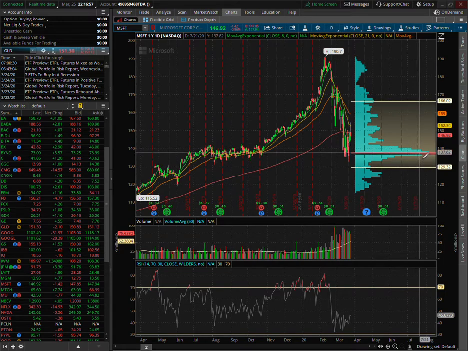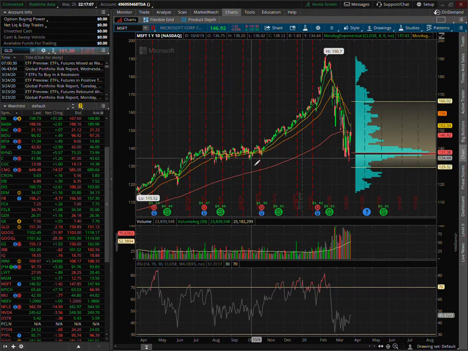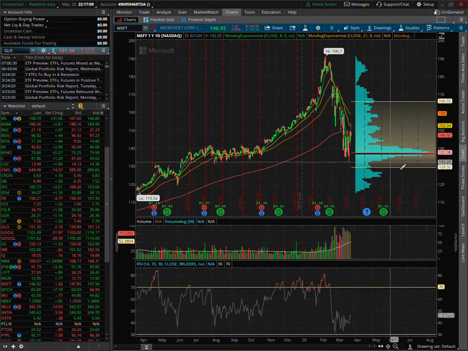There are a few different ways to look at volume profile. One of the most obvious ones is, so we have a price consolidation here, and you can see over here, the longer this is, that means more volume went off at this given price.